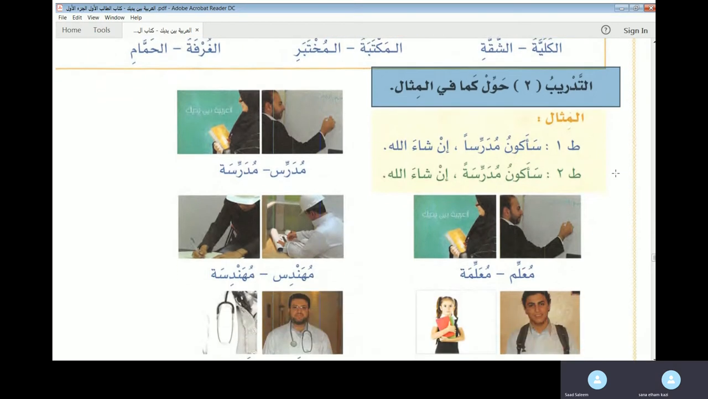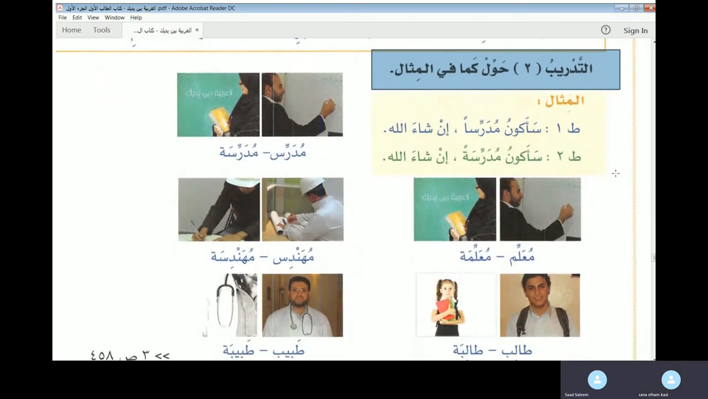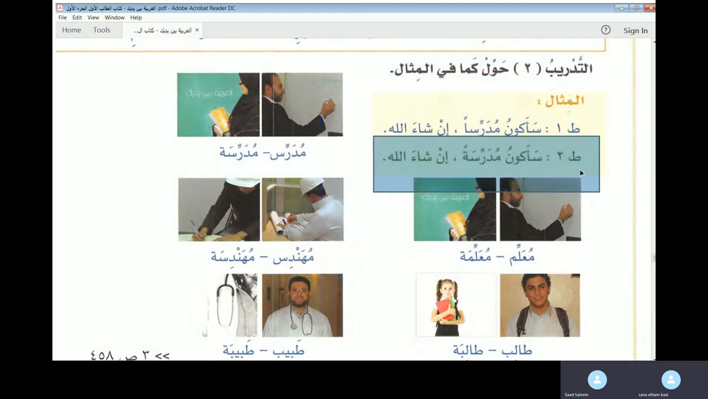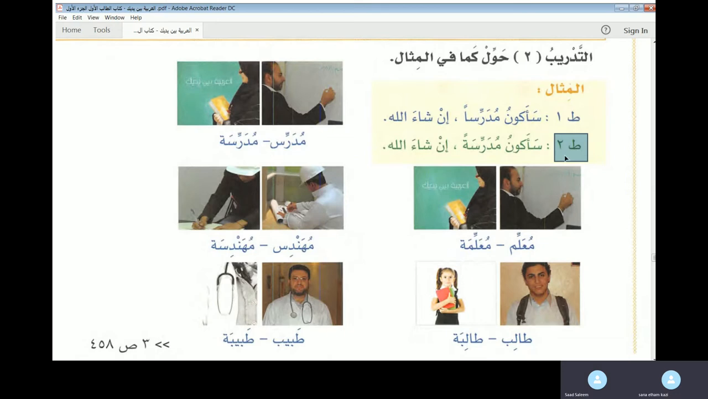At-tadribul thani: answer or change, in the example. Example: sa-akunu mudarrisan in sha Allah. I will become a teacher if Allah wills. First student: sa-akunu mudarrisan. Second student, a female: talibatuth thaniya.